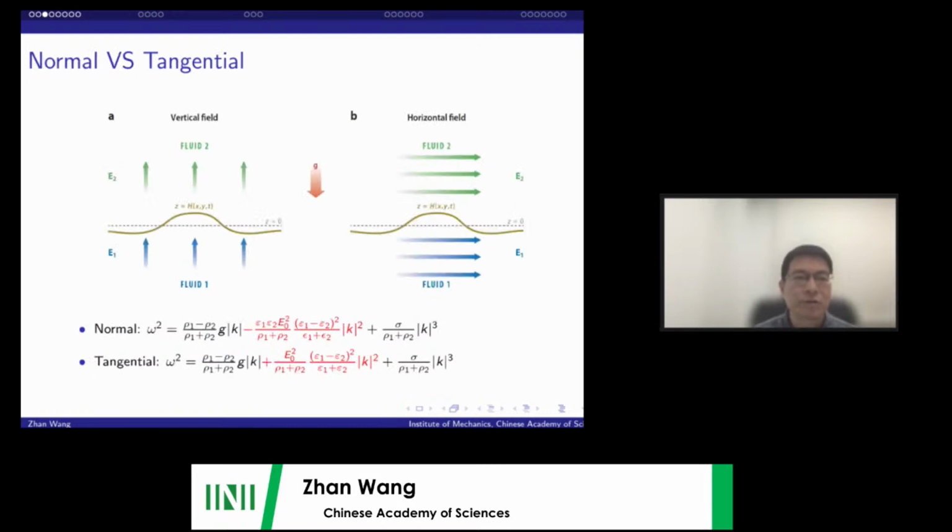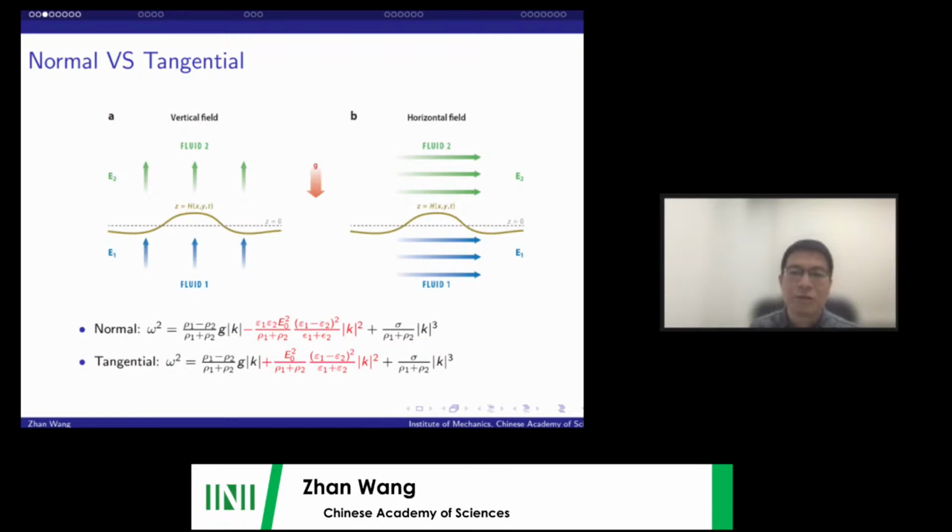An applied electric field can exert considerably large forces at electrified interfaces in many situations of practical relevance. The most important thing is the orientation of the electric field with respect to the undisturbed interface. In the inviscid limit, the normal electric field, which is orthogonal to the undisturbed interface, has a destabilizing effect on the system. But the tangential electric field, which is parallel to the undisturbed interface, can provide a dispersion regularization to the system. This can be understood from the linear dispersion relation.